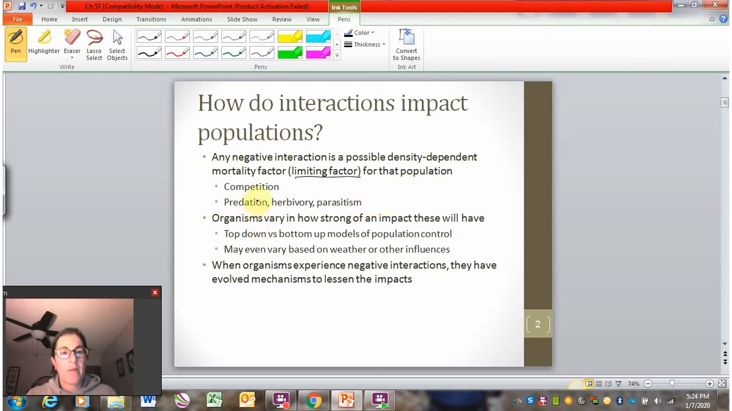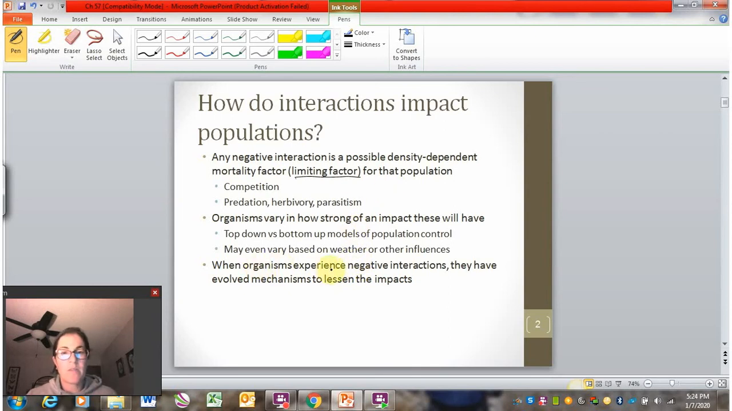Whether a negative species interaction will have a really strong impact on a population or a small impact really depends on the species and the population. We'll see that there are top-down versus bottom-up models of population control that affect this, and things like weather and other influences that can make competition, for example, be really strong in one year, and then in other years, competition might not have as big of an impact.